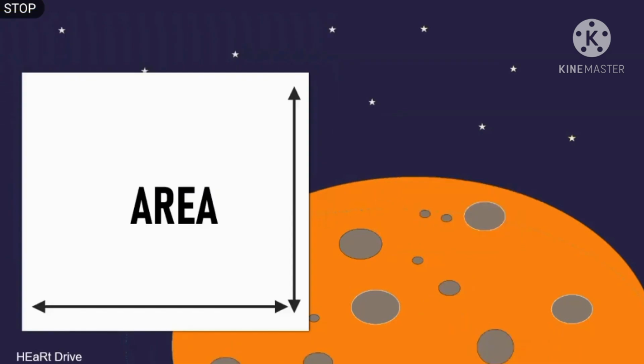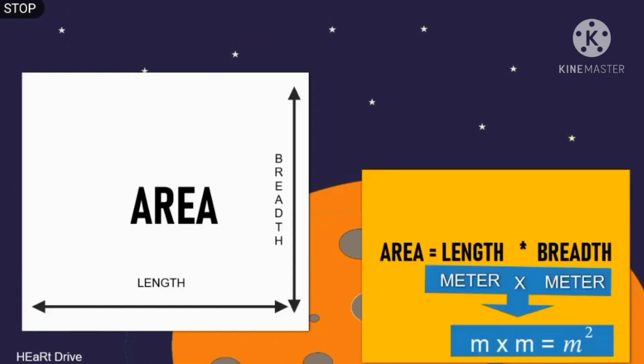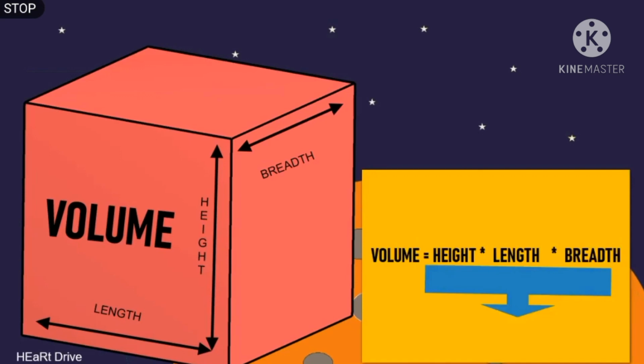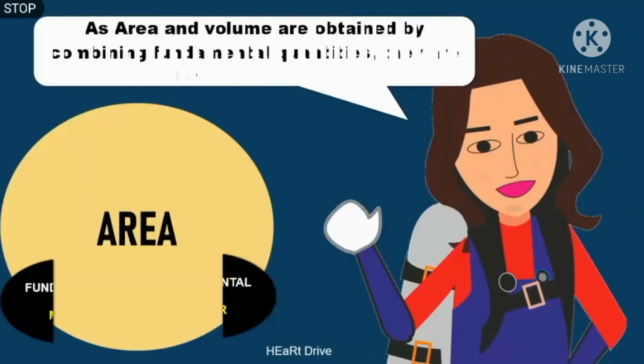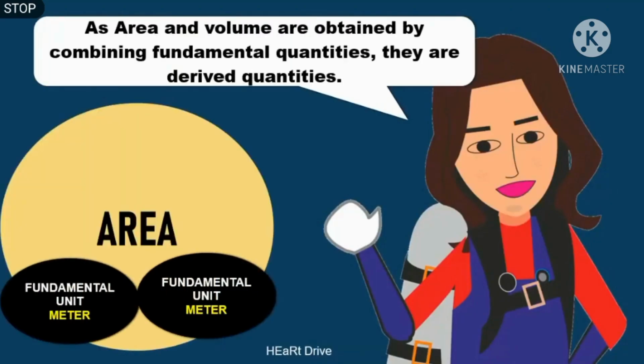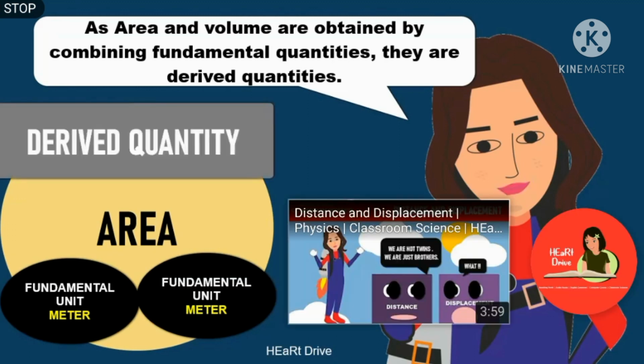Area. Area is a combination of length and breadth. So, the unit of area is meter square. Volume is equal to length into breadth into height. So, the unit of volume is meter cube. Area and volume are obtained by combining two or more fundamental quantities.